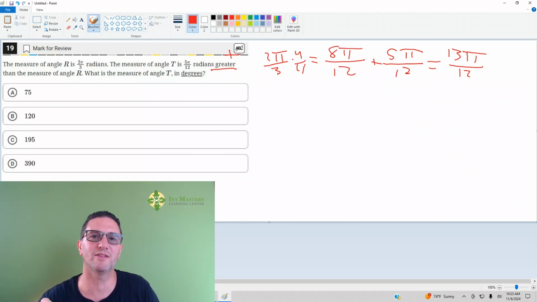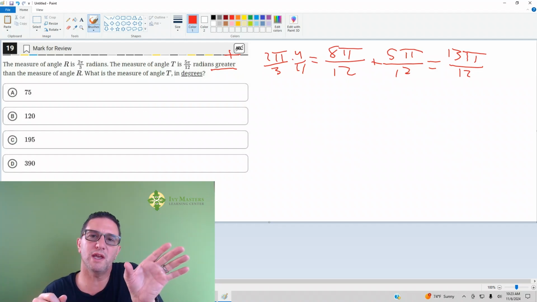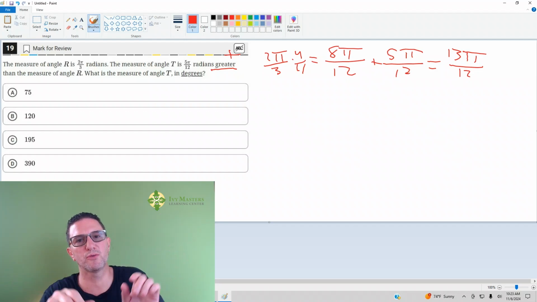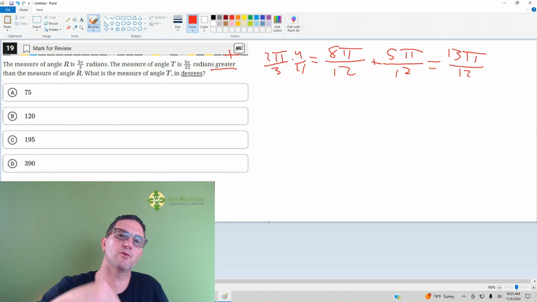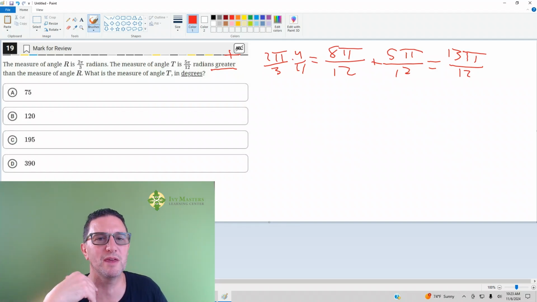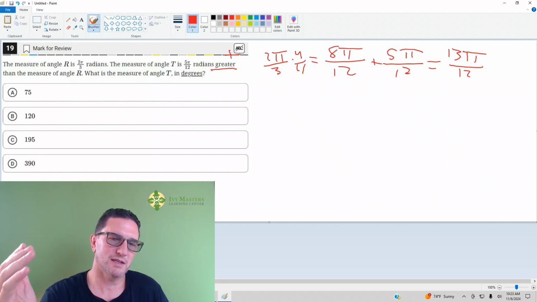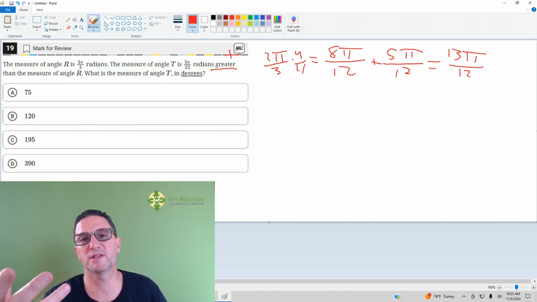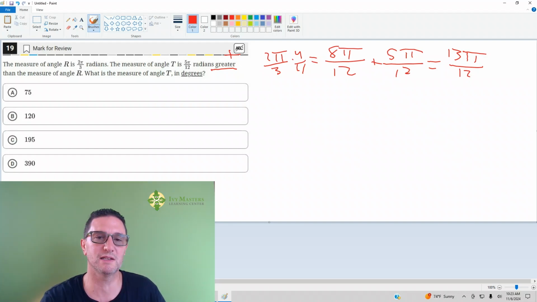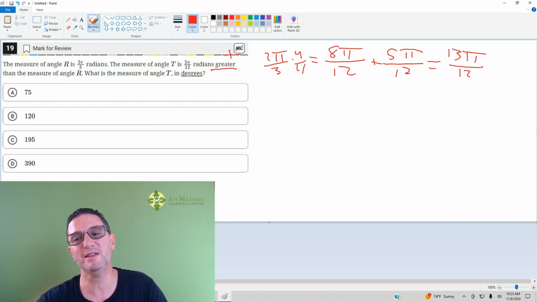But the point is, if 180 degrees equals pi in terms of radians, then you can multiply by pi over 180 or 180 over pi. It's the same thing as multiplying by 60 minutes over 1 hour or 1 hour over 60 minutes, depending on whether you have to convert hours to minutes or minutes to hours. So check this out.